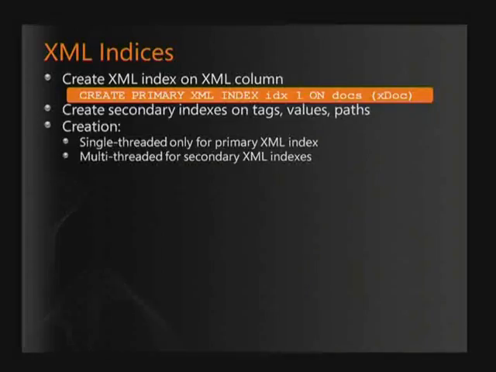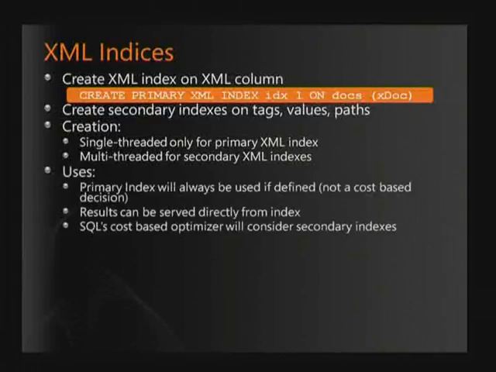One of the things that you have to watch out for is the primary XML index will always be created single-threaded. That's because SQL Server 2005 and 2008 cannot do parallel index creation on indices that include LOB types, and the primary XML index does that. So this is a restriction that we inherit from the system. However, secondary XML indices, since they're normal non-clustered indices, can actually be done in parallel.